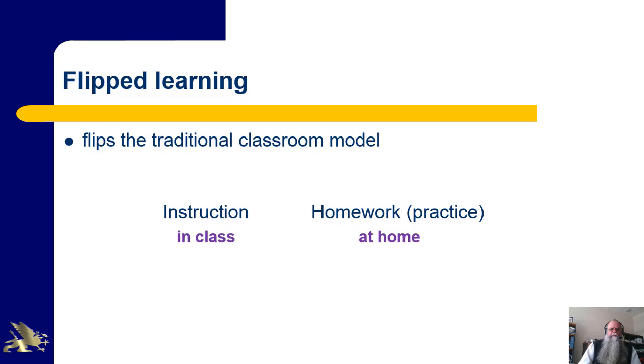So flipped learning is a way of teaching that flips the traditional classroom model, where instruction is given in class and homework or practice is obviously done at home. In flipped learning, we flip that model, and instruction is now given at home, often in the form of short videos and questions and reading activities, and the homework or the practice is now done in class, where you have a teacher present to help the students with that work.